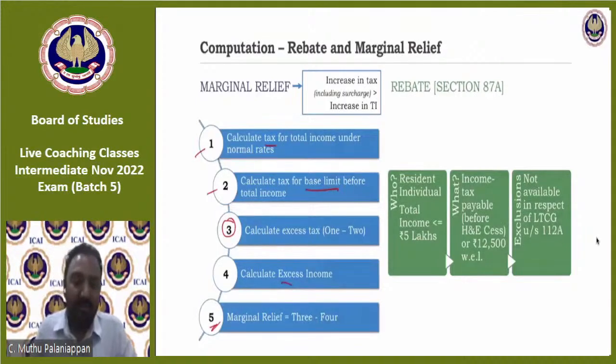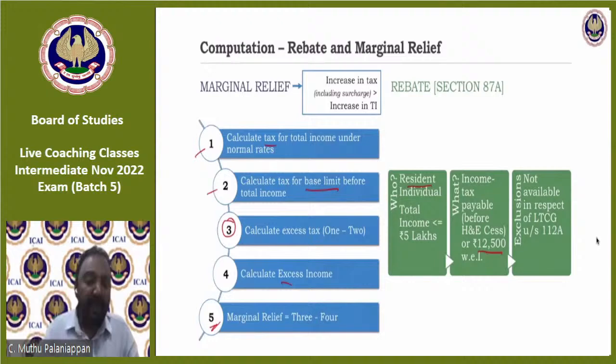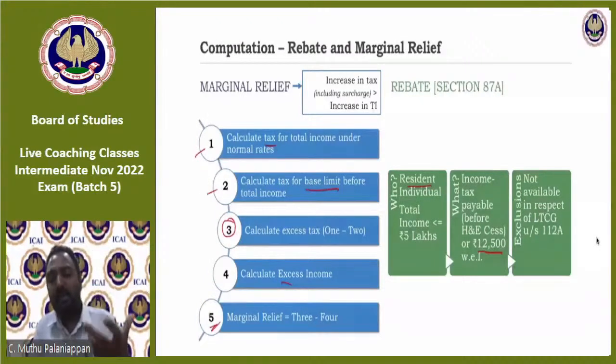And we saw about rebate. We said it is up to 5 lakhs for resident individuals. So for a resident individual with income up to 5 lakhs, they can claim rebate on the income tax payable before higher and education cess, that is the total tax or 12,500. So typically up to 5 lakhs, your tax will be, let's say, 12,500 or something. So the entire amount is eligible for deduction. So up to 5 lakhs, typically you may not have any income tax itself.